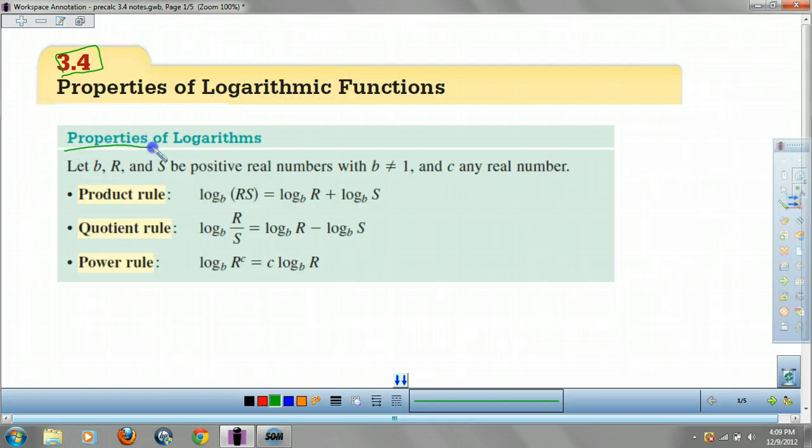let's talk about these properties, guys. This will be a short one. It should be a review. Let's take a look. By the way, noteworthy. First things first, product rule.